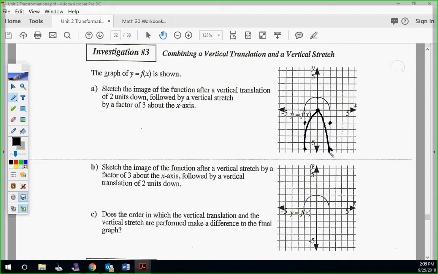Now let's see what happens if we do it the other way. Vertical stretch by a factor of 3, followed by a vertical translation 2 units down. I'm going to stretch this by 3. Remember, with vertical stretches, your x-intercept doesn't change. So those dots are staying the same. This time, this one is going up to 6. So that's where it's at now when I stretch. And now I move that down 2. Is that different? Yeah, much different. Okay.